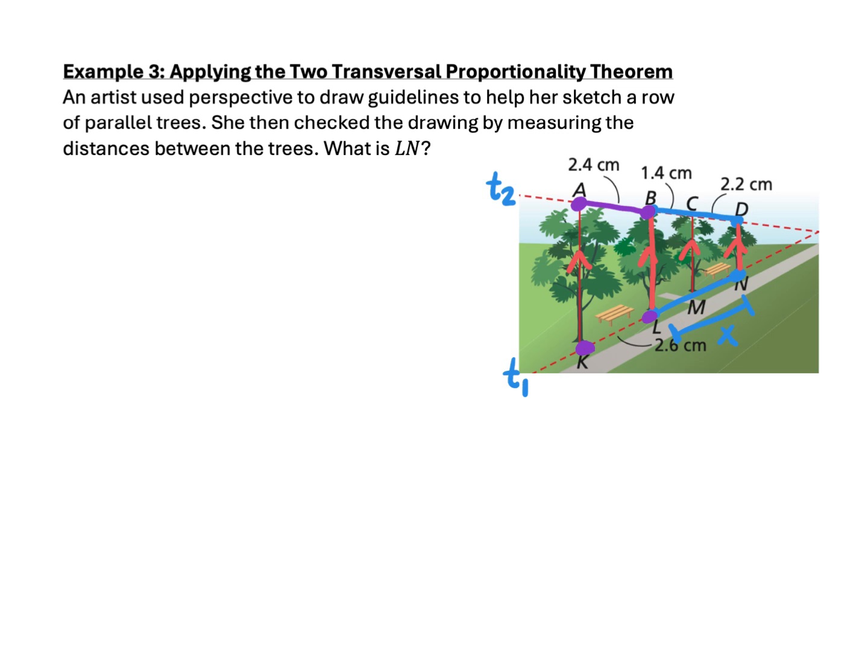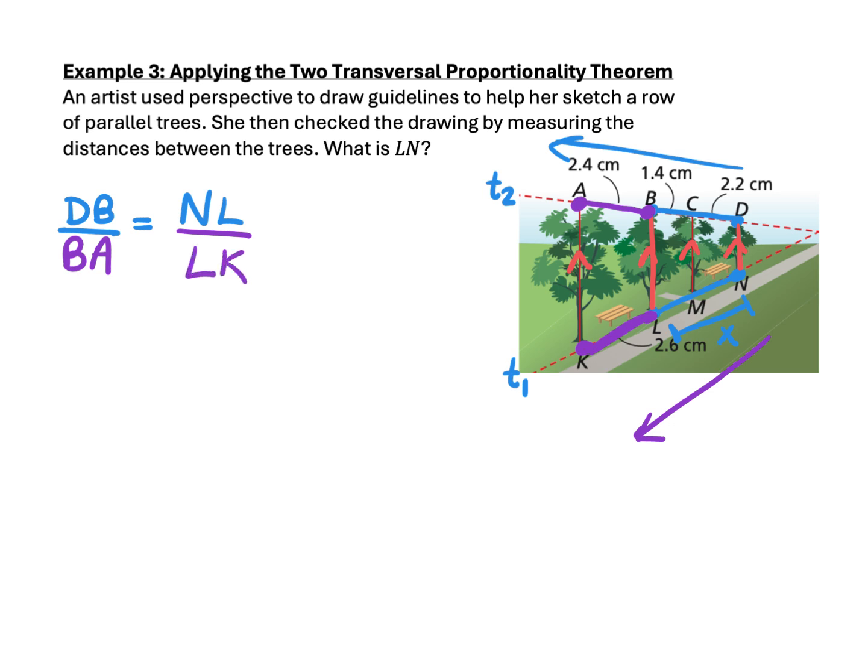It is 2.6. So using our two transversal proportionality theorem, we know that DB, going from this direction here, over BA, equals, on the other side, in the same direction, NL, that's the blue piece up top, over LK.